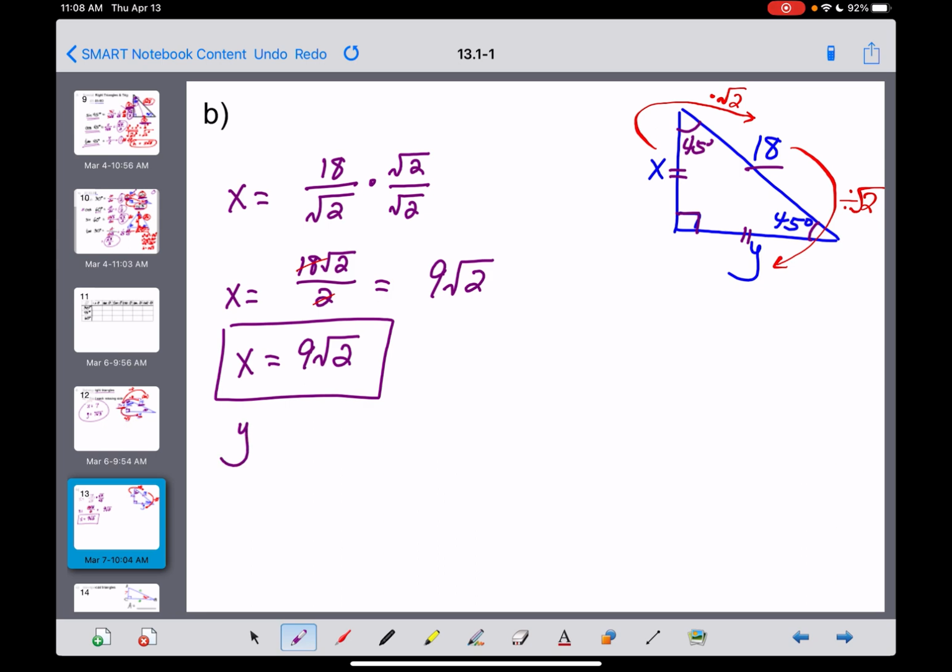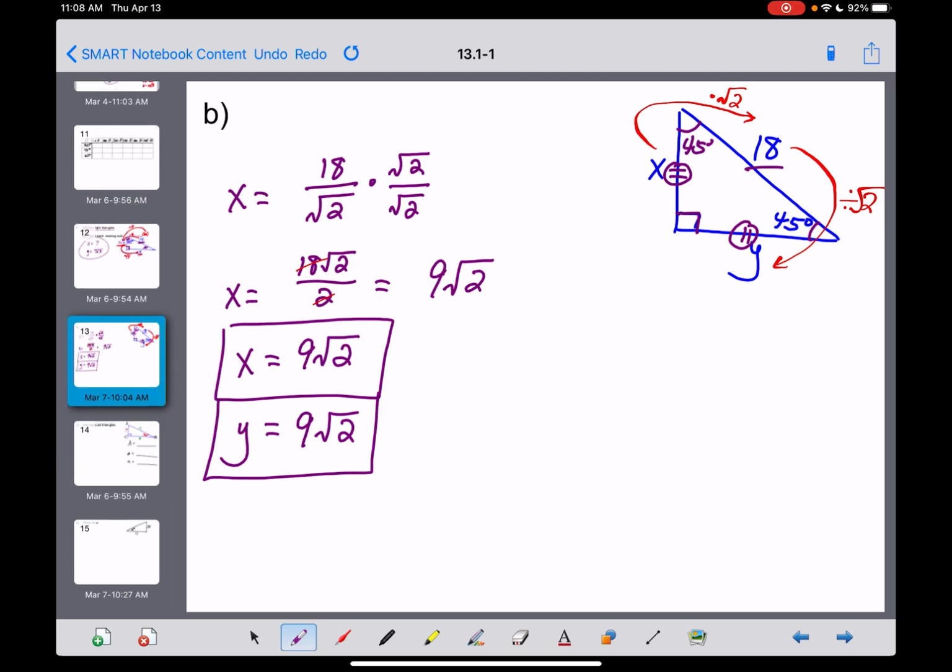And now the really fun part. How long is y? Well, because this is a 45-45-90 triangle, we know that this triangle is isosceles. The legs, x and y, have to be congruent. So whatever we got for x, we end up with the exact same value for y, and we're done with example B. Okay, not too bad.